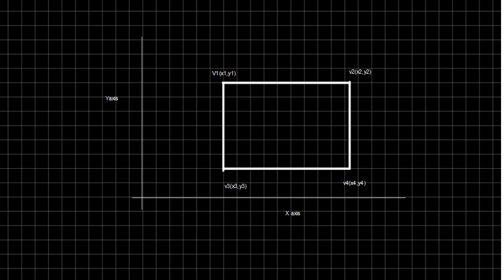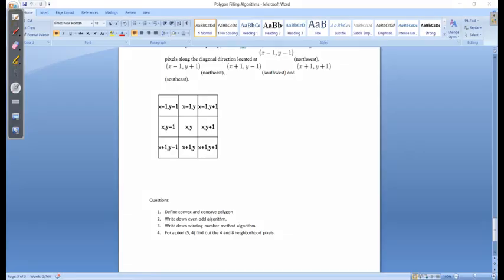Now let me go back to our previous diagram. If the coordinate of this pixel is x and y, then by using simple observation you can figure out the coordinates of adjacent pixels. The pixel to its right will have coordinate x, y plus 1. There is no change in x coordinate, and y coordinate has been incremented by 1. Now come to the left pixel. It has coordinate x, y minus 1. Upper pixel x minus 1, y; lower pixel x plus 1, y.